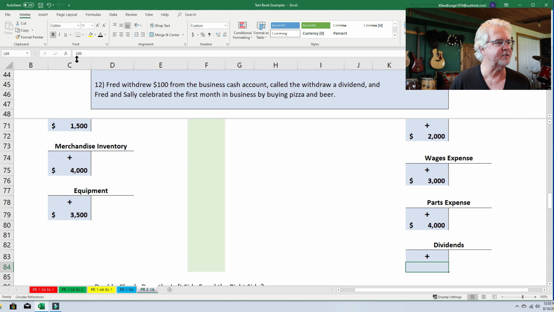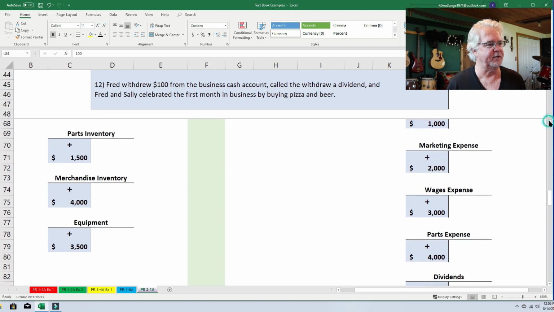So dividends, $100. So check this out, guys. All these expenses and the dividends here are on the left-hand side. Now, dividends aren't exactly like expenses. They're a little different, but we can get into that later. But dividends behave just like parts expense or wages expense.